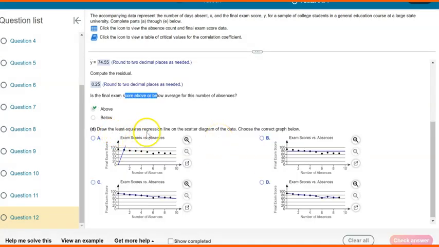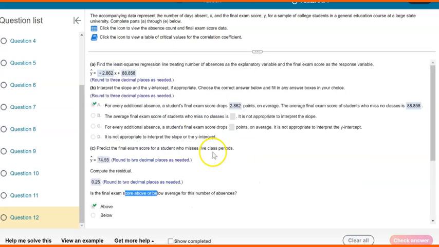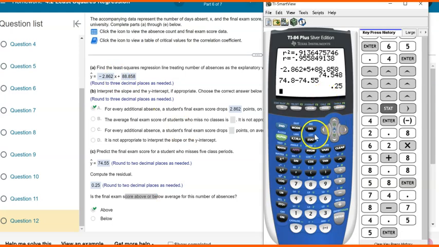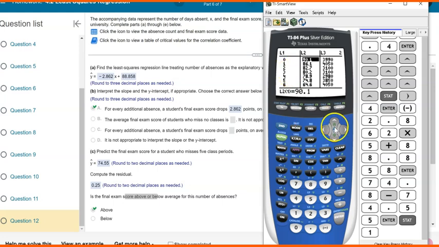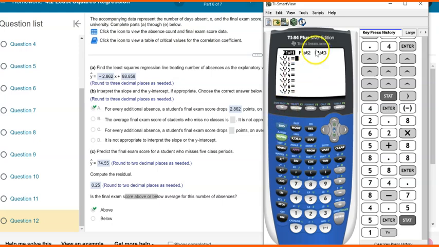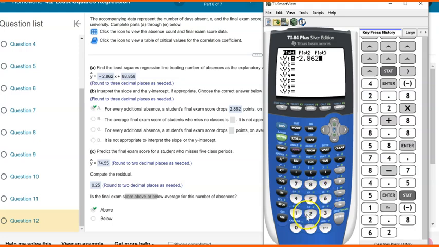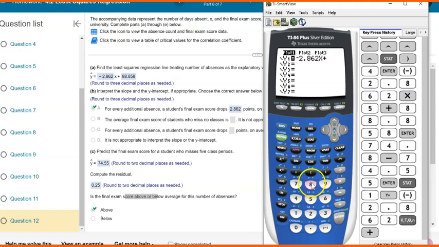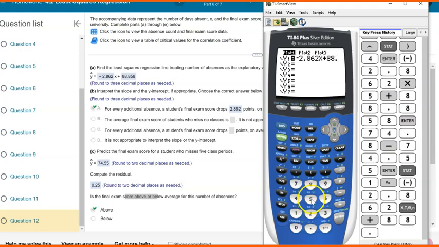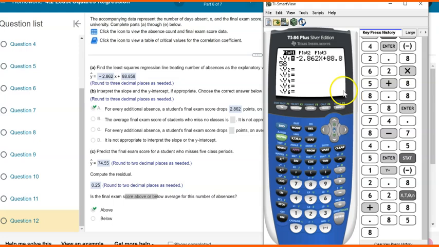Now, draw the least squares regression line on the scatter diagram of the data. Choose the correct graph below. Okay, this is the equation, and we already have the data in the calculator. You can check it here. Now you type this equation in the calculator over here. Just type y equals, and you see the equation. You type negative 2.862, the x here, plus 88.858. Okay, you type the equation.